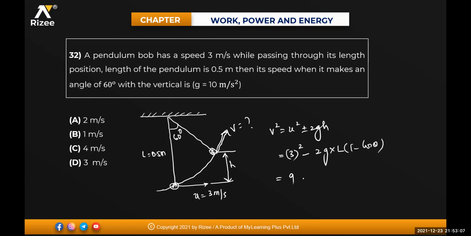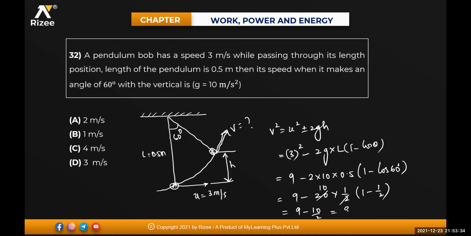So 3 square is 9 minus 2, g value is 10, into length of the pendulum 0.5, into 1 minus cos of theta. Theta value is how much? 60 degrees. Cos 60 is 1 by 2. So it is 9 minus 2 into 10 is 20, into 1 by 2 into 1 minus 1 by 2. So 2 ones are 2, 2 tens are 20. So it is 9 minus 10 into 1 minus 1 by 2, which is 1 by 2. So that is 9 minus 2 ones are 2, 2 fives are 10. 9 minus 5 will be equal to 4 meter per second.